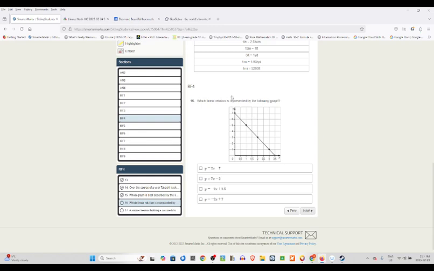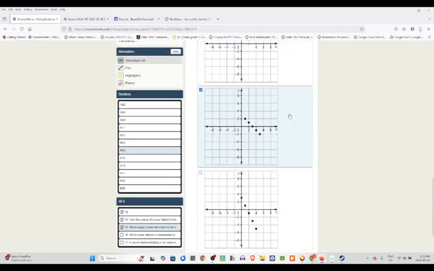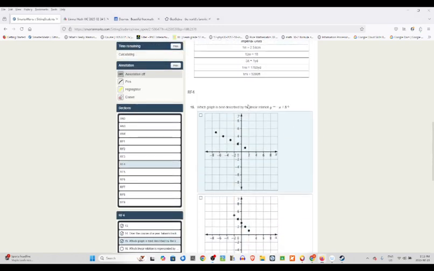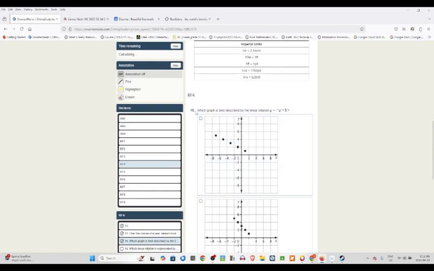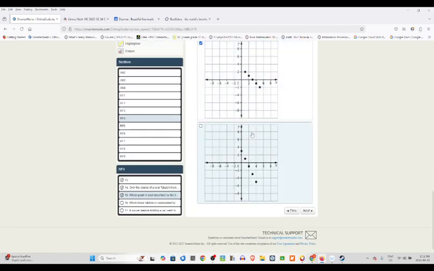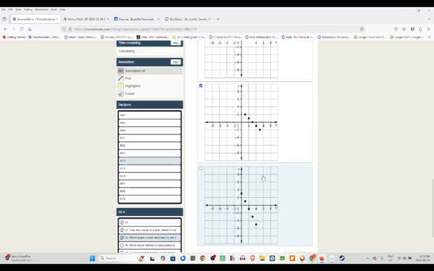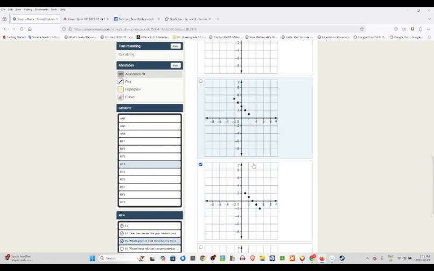Now, which linear relation is represented by the following graph? All right, and actually before we get too far into this one, I had just paused it to check the answer key. This question has been rewritten to say select all graphs which are described by the linear relation, and each of the 2 graphs that fit it, in this case B and D, are worth half mark each, or you get 1 full mark if you select both.